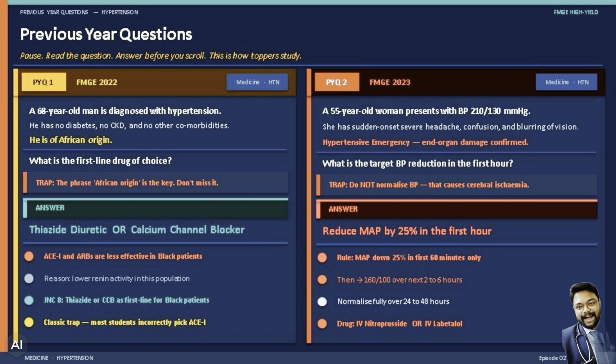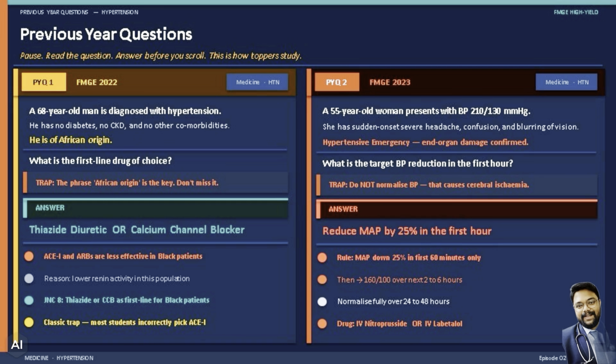PYQ1. FMGE 2022. A 68-year-old man is diagnosed with hypertension. He has no diabetes, no chronic kidney disease, and no other comorbidities. He is of African origin. What is the first line drug? Take a moment, read it again.